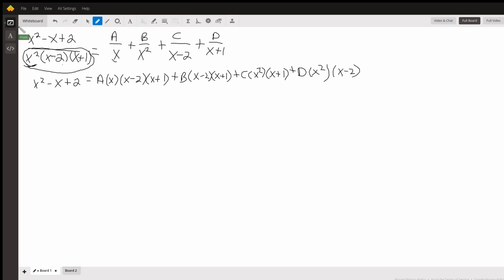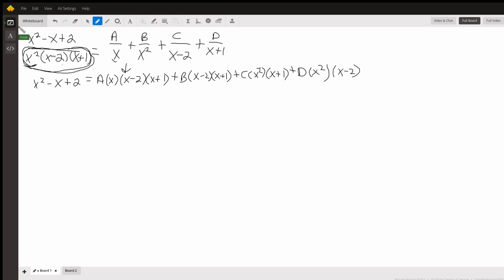Now, I will use the roots of this denominator, whatever makes it equal to 0. In other words, x squared equals 0, so x is 0. x minus 2 equals 0, so x equals 2. x plus 1 equals 0, so x equals negative 1. I will use those roots to try to find the values of A, B, C, D.